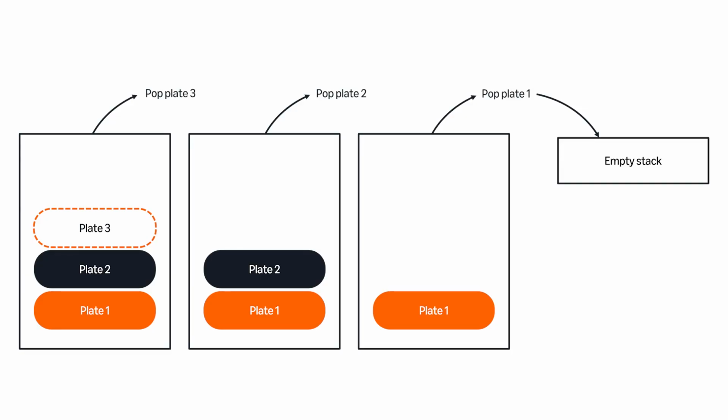Let's return to the stack of plates. You have 3 plates in your stack, plate 3, plate 2, and plate 1. When you pop, plate 3 is removed first, followed by plate 2, and finally plate 1. Now the stack is empty.